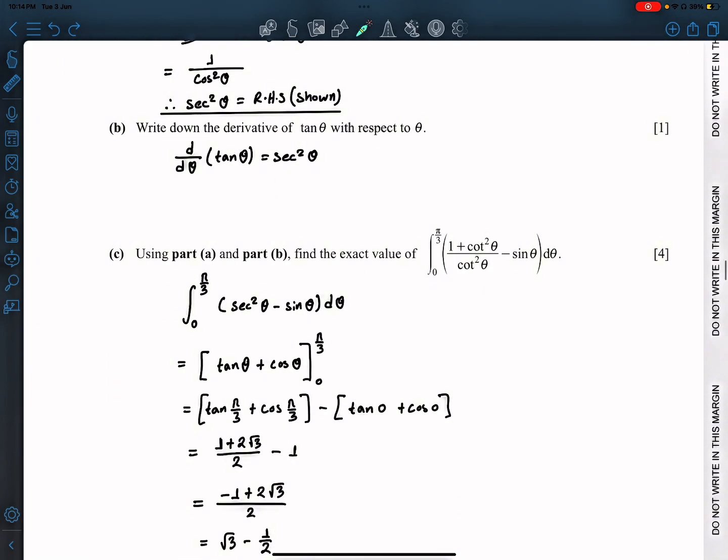Part B. Write down the derivative of tan theta with respect to theta. So the derivative of tan theta is simply secant squared of theta. That's what you need to know. It's very simple.